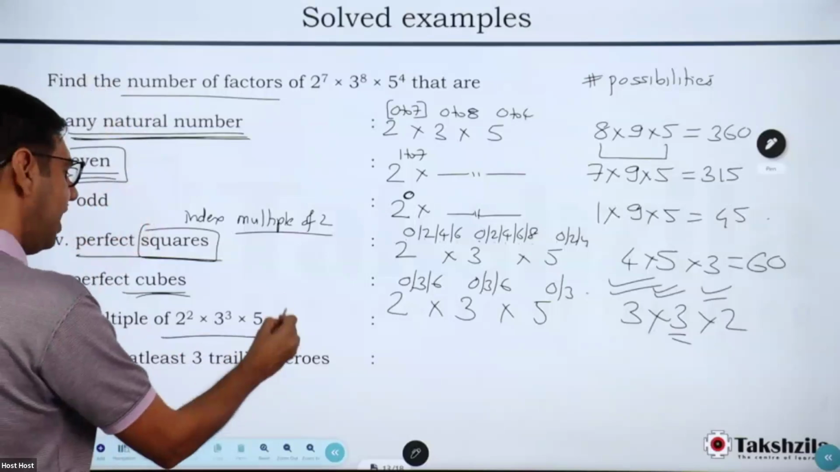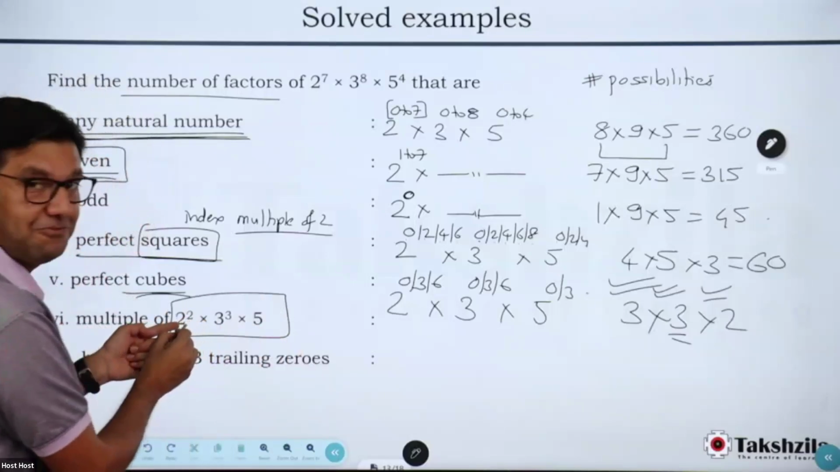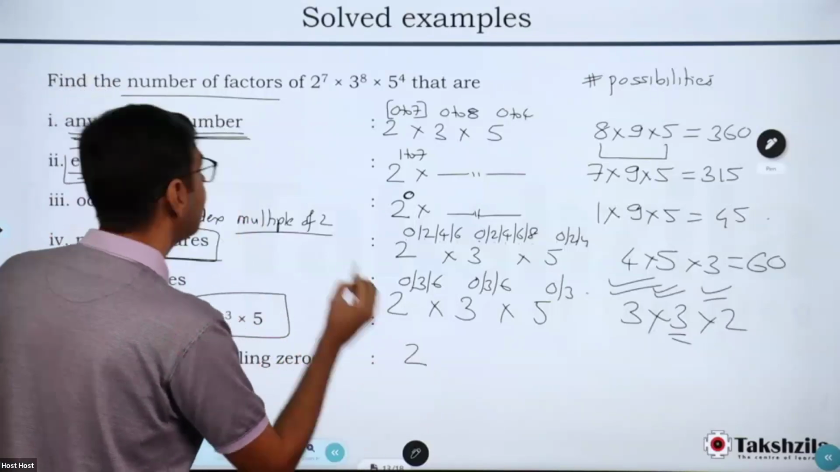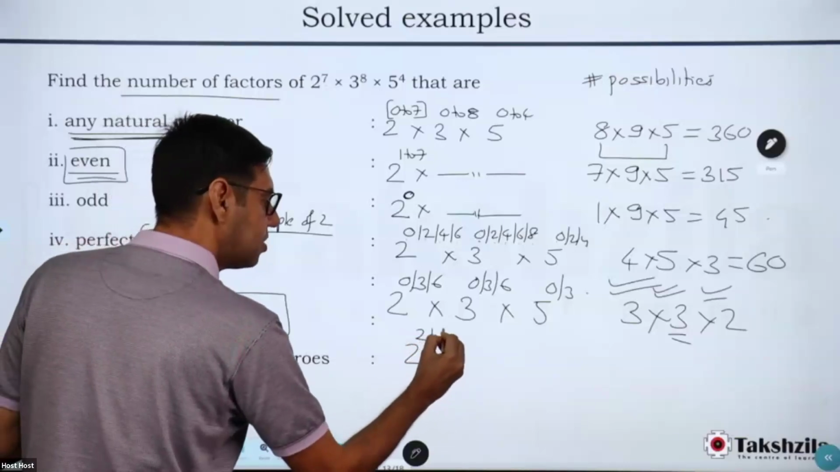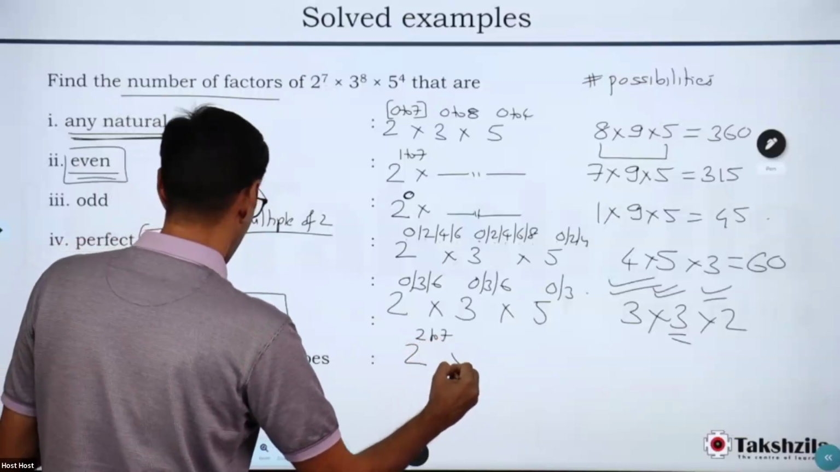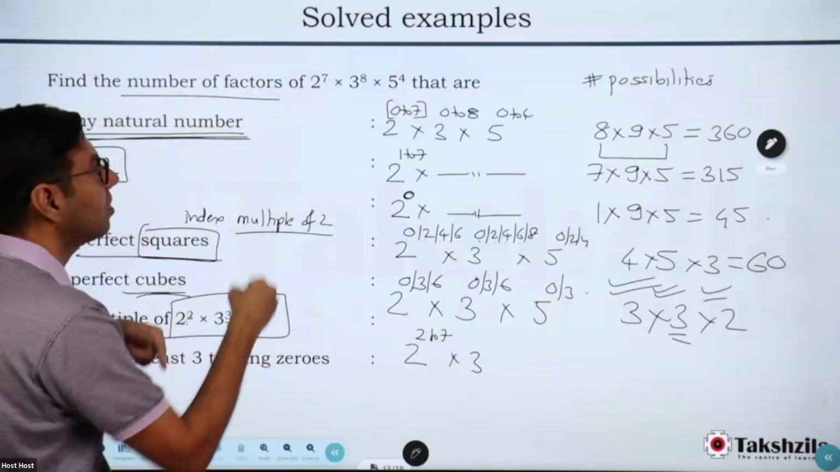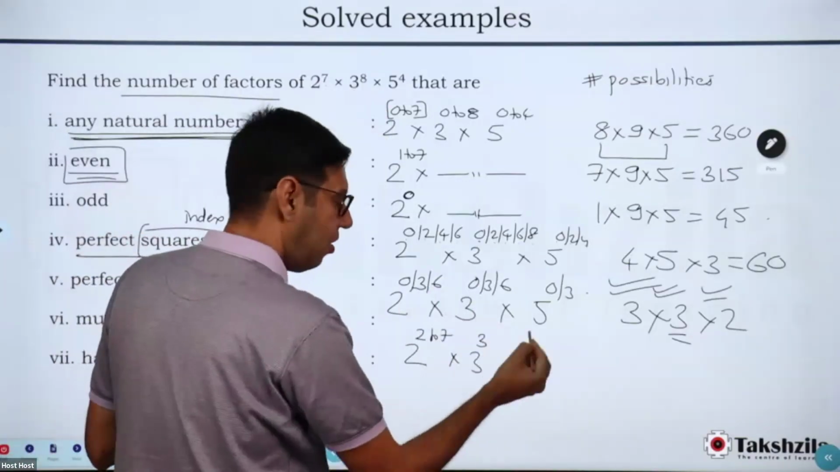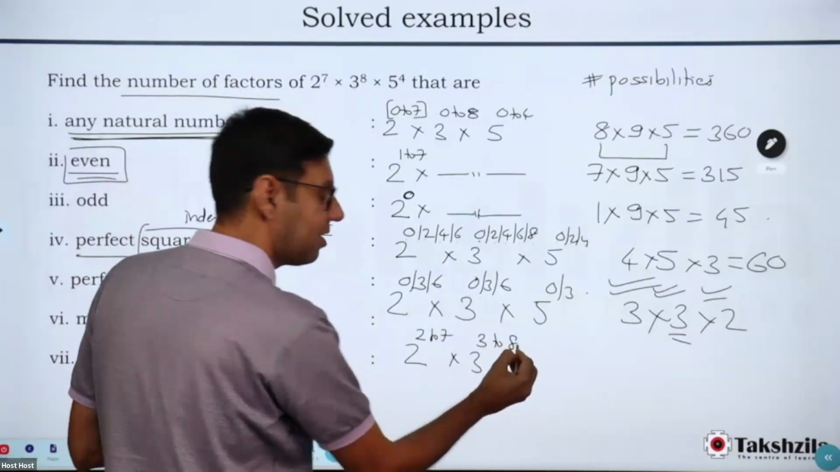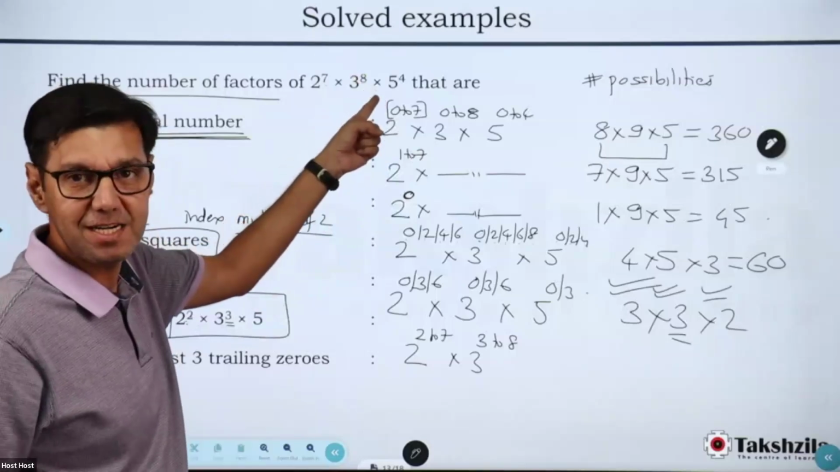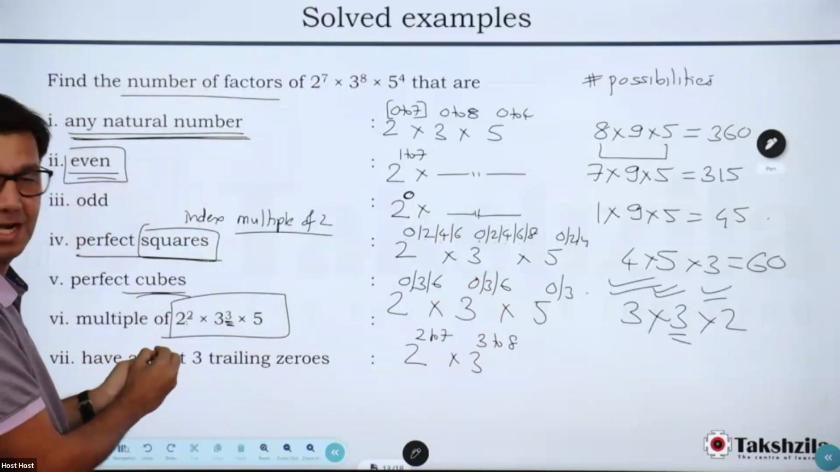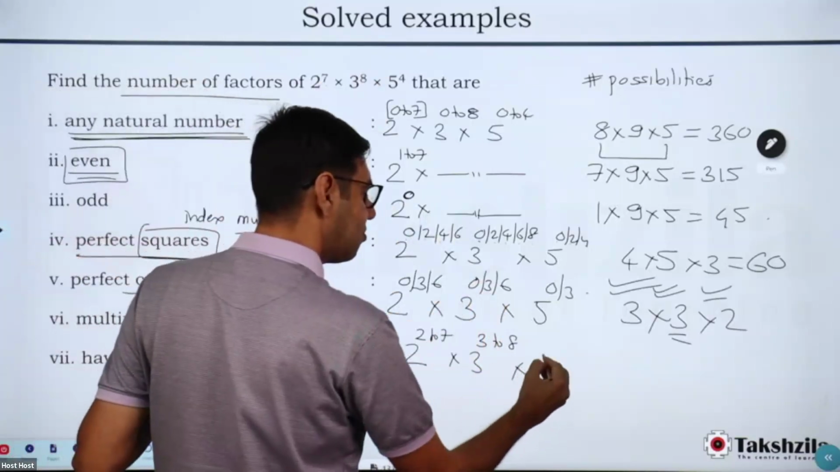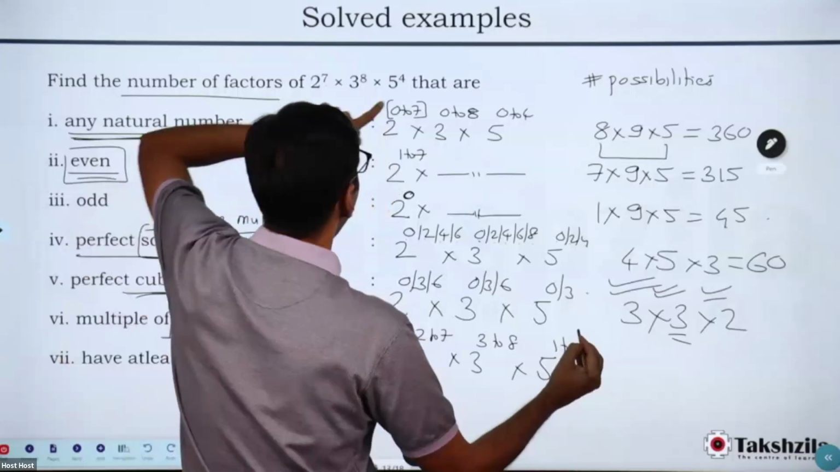So I want multiples of this. We have seen this. If I want a multiple of this number, then this can be only more than 2. 2 to 7. Okay. It should be more than 3. 3 or more than 3. 3 to 8. Why is there a limit? It has to be a factor. This gives me the upper limit. This gives me the lower limit. This has to be 5 raised to 1 to 4.